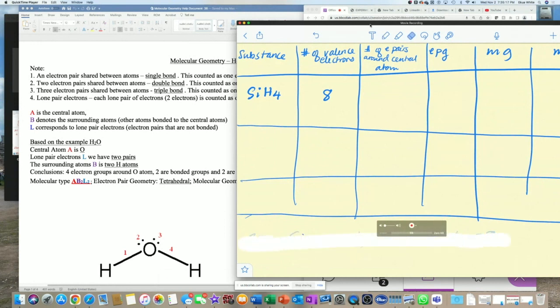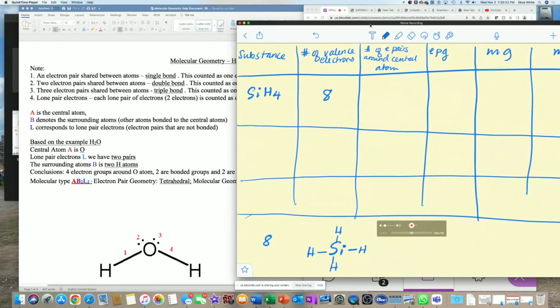So I'm going to use the same space I have down here to answer all the questions. Since we have 8 electrons to work with, silicon will be in the center because we only have one silicon and 4 hydrogens. The 4 hydrogens will surround the silicon. The Lewis rules say form single bonds between the central atom and the surrounding atoms using 2 electrons each time. So I'll use 2 electrons to form a single bond here, here, here, and here.